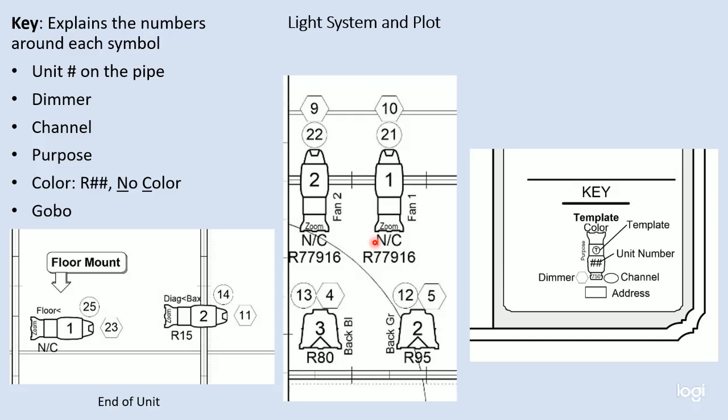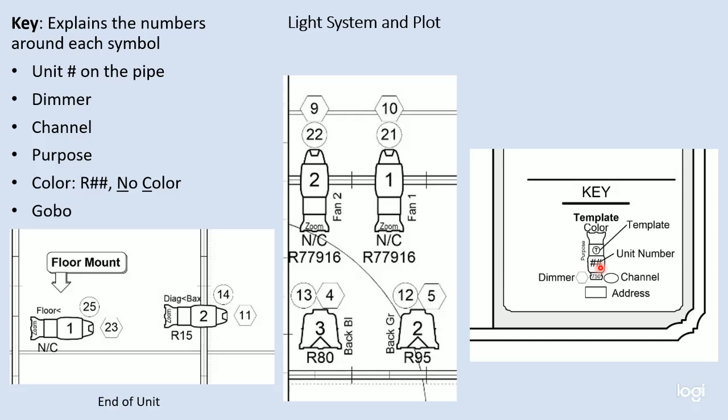And it's so that if we have a change or something's not working, we can just count down the pipe and say, that's light number 1, 2, 3, 4, or 5, so that we can find the light on the pipe. It's the unit number as it's hanging on a pipe.